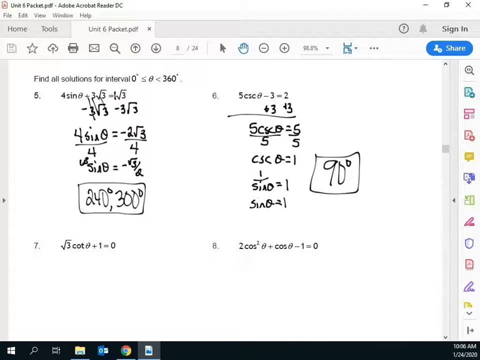All right, number 7. Trying to get to these, which are just something you haven't seen before. Here we go. What do we do for number 7 first, guys? Subtract 1. And then what?